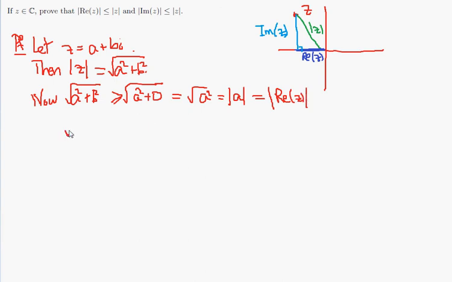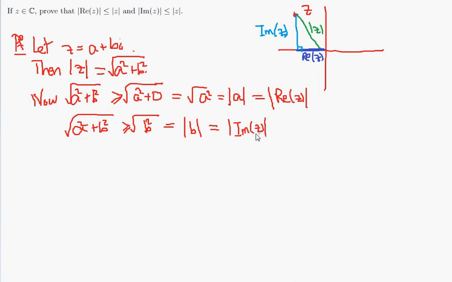And by the same logic, the square root of a squared plus b squared is greater than or equal to the square root of b squared, because a squared is greater than or equal to 0. That is equal to the absolute value of b, which is equal to the absolute value of the imaginary part of z.